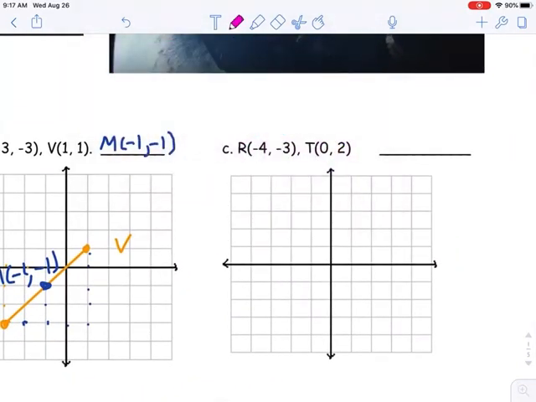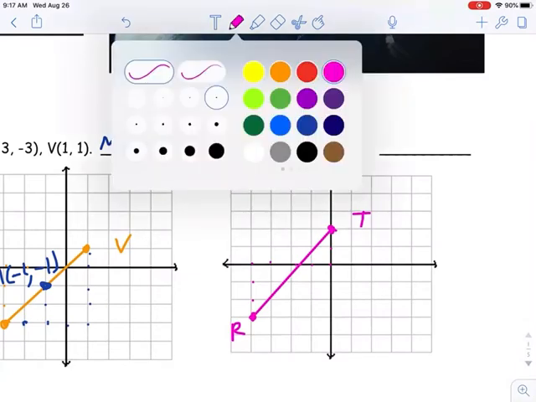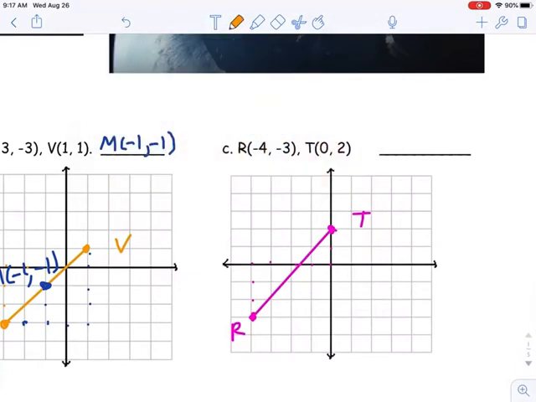which is -4. 1, 2, 3, 4. -3. 1, 2, 3. And then T is at 0, 2. So that means I don't move in the X way, but I go 2 up. All right, and we got this nice, beautiful line. That's one great thing about Notability, is that it makes our line straight for us.